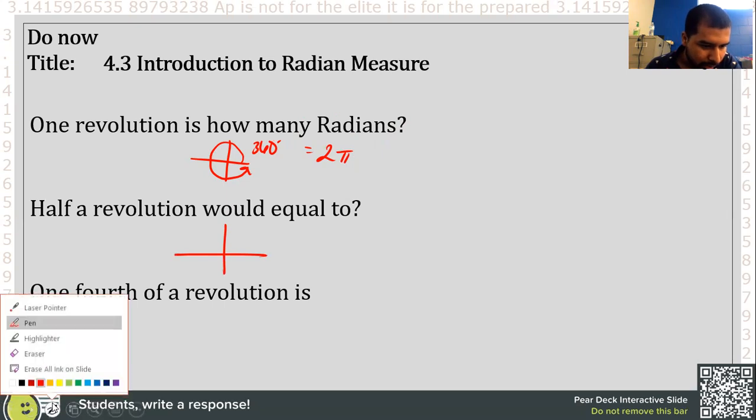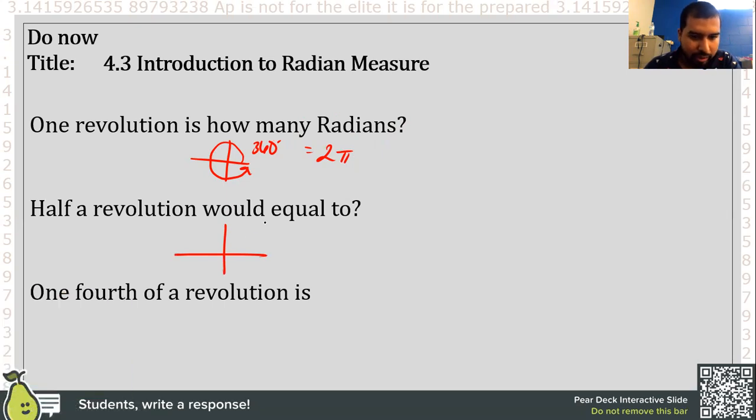And we're going to see that this right here is just going to be half of 2 pi. So if a full revolution, like we saw in the first question, was 2 pi, then this must be just pi, right? Which makes sense because that's 180 degrees. So how about 1/4 of a revolution? Let's see that right now.